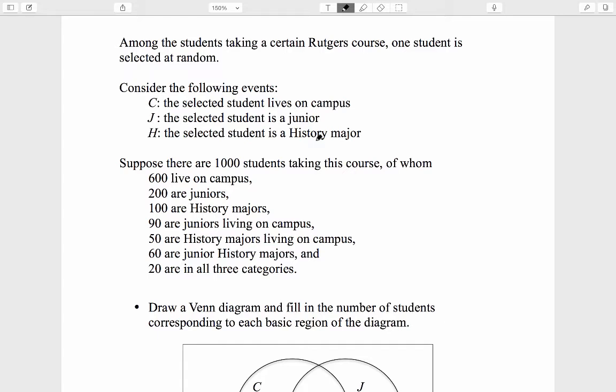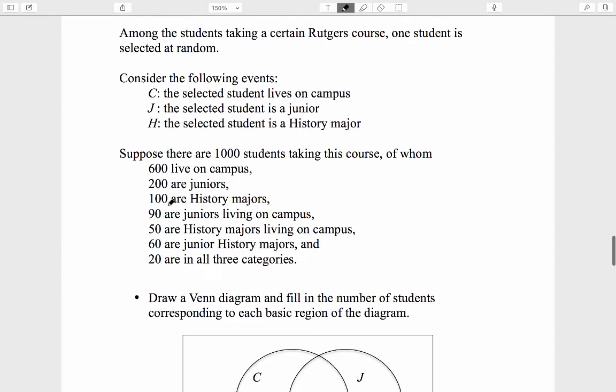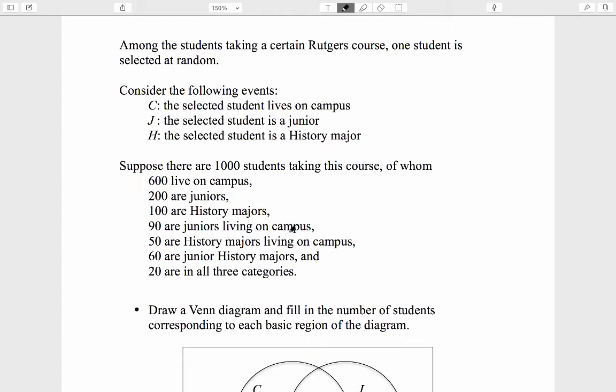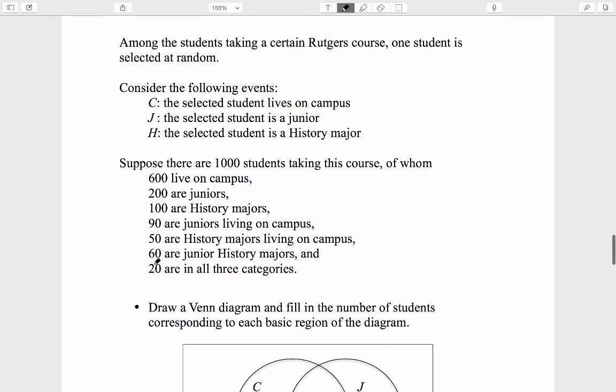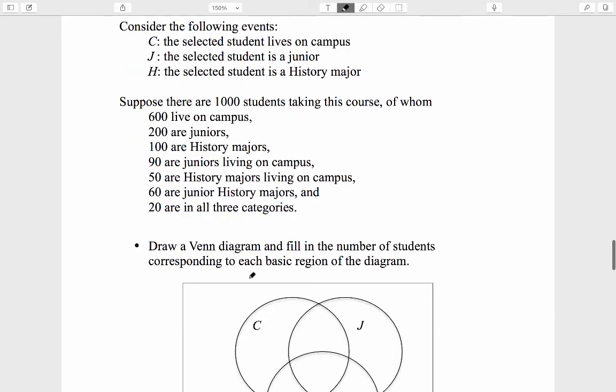Suppose there are 1,000 students taking this course. Nice round number. That will make the probability computations pretty easy. Of these 1,000 students taking the course, 600 live on campus, 200 are juniors, 100 are history majors, 90 are juniors living on campus, 50 are history majors living on campus, 60 are junior history majors, and 20 are in all 3 categories. So our first task is to draw a Venn diagram, and we could fill in probabilities, but just for variety, let's fill in the number of students corresponding to each basic region of the diagram.